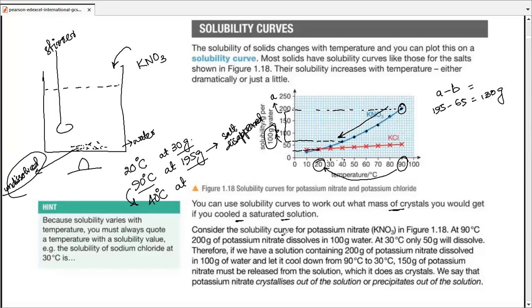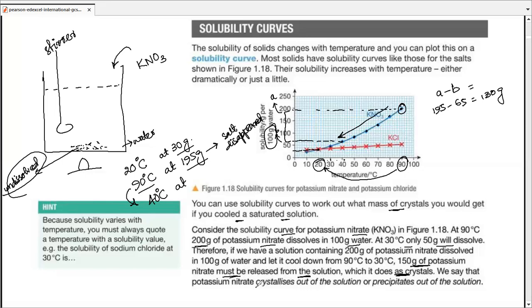Now, let's go through this example. Consider the solubility curve for potassium nitrate, KNO3. At 90 degrees centigrade, 200 grams of potassium nitrate dissolves in 100 grams of water. At 30 degrees centigrade, only 50 grams will dissolve. Therefore, if we cool a solution containing 200 grams of potassium nitrate in 100 grams of water down from 90 to 30 degrees centigrade, 150 grams of potassium nitrate must be released from the solution, which it does as crystals. Now, this undissolved salt will actually form crystals at the bottom.